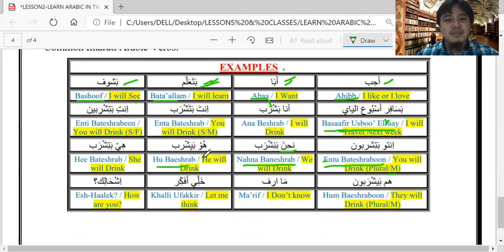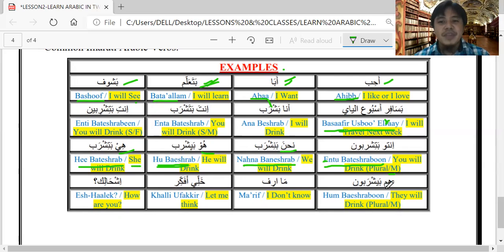Then هو بيشرب. That means he will drink. Instead of saying هو, we are saying هوو. He is or he will drink. In UAE Arabic, we will say هوو instead of هو. And for she, instead of هي, we will say هيي. And for the female, she, هي بتشرب. You can see here the transliteration. She will drink. All right.